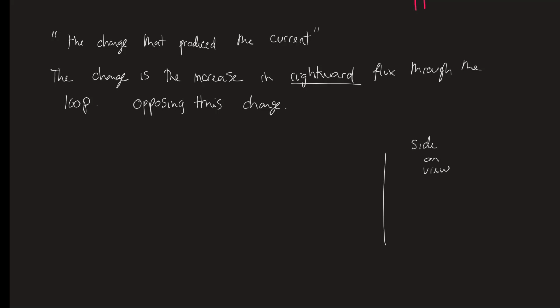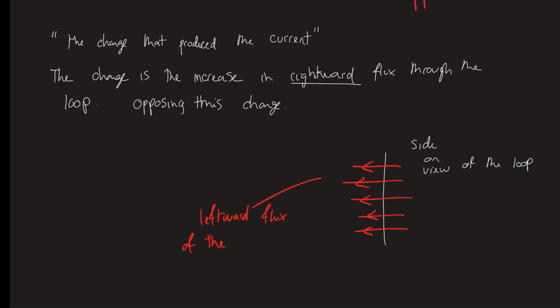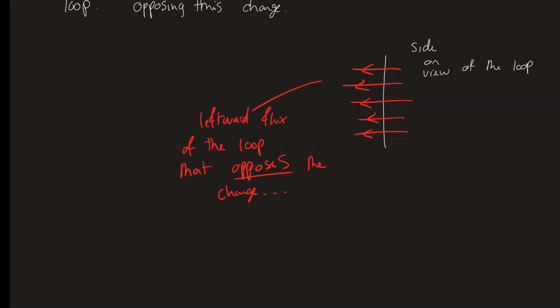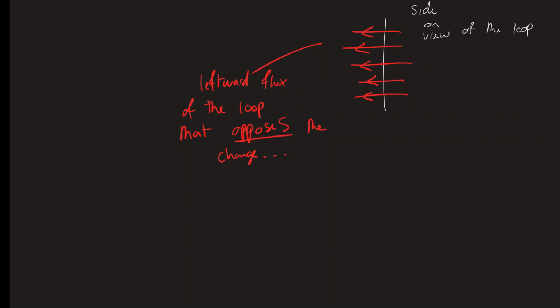So we'll see that best with this side-on view of the loop. So it's going to produce its own field and it's going to be directed to the left, like that. Right, this would be the leftward flux of the loop that opposes, right, that key word opposes from Lenz's law, the change. So then let's apply the right hand grip rule and see what direction of current we must have in order to get that leftward flux.